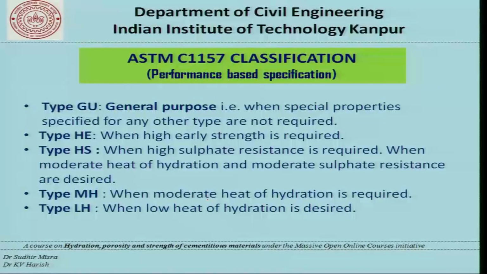So the general purpose cement is when no special properties are required. HE is high early strength cement, HS is high sulfate resistant cement, MH is moderate heat of hydration, and LH is the low heat of hydration.